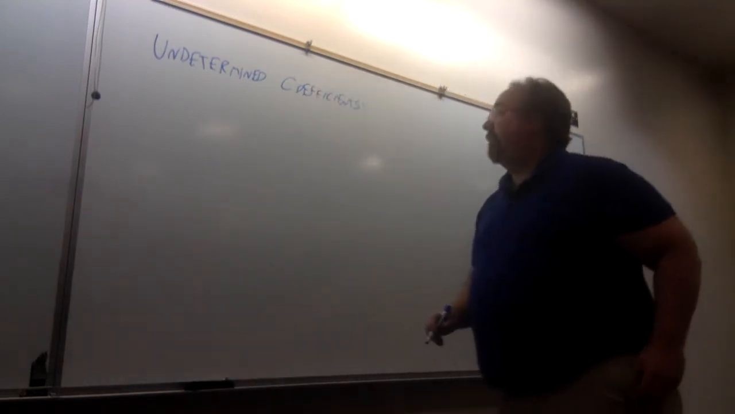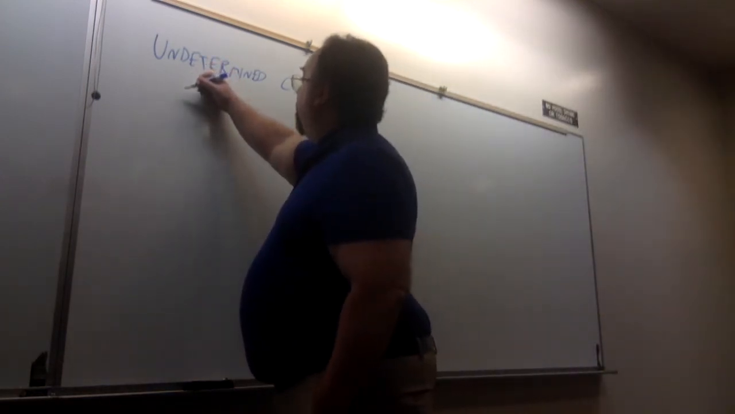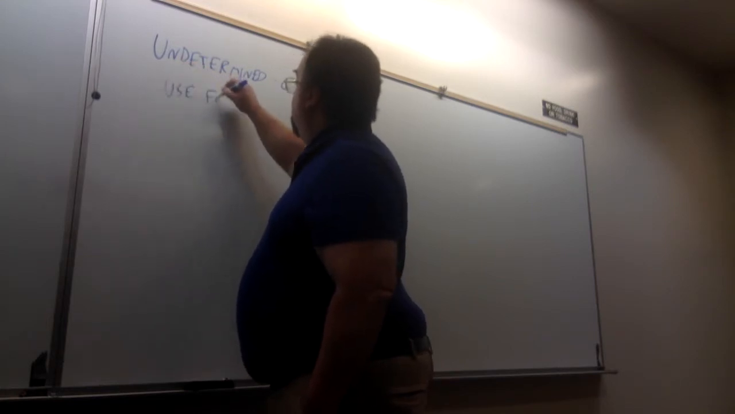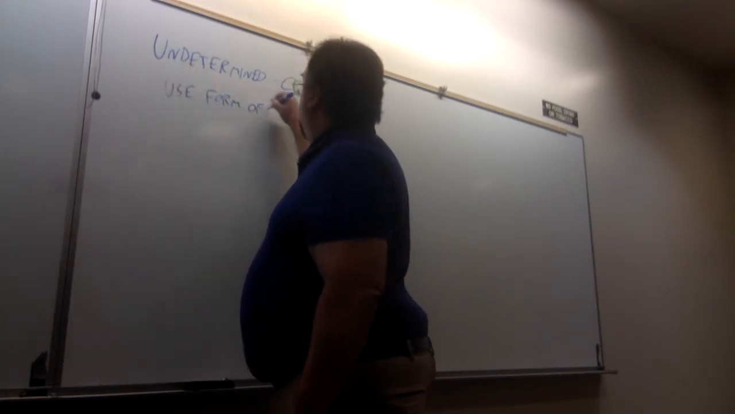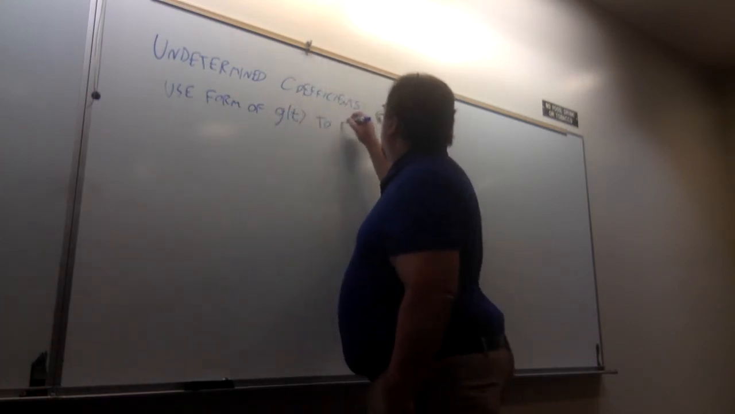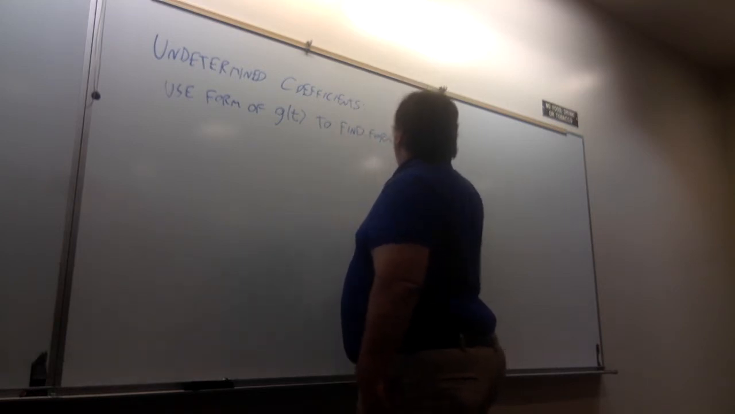So what is the method of undetermined coefficients? What you do is use the form of your function g of t to find the form of your particular solution.